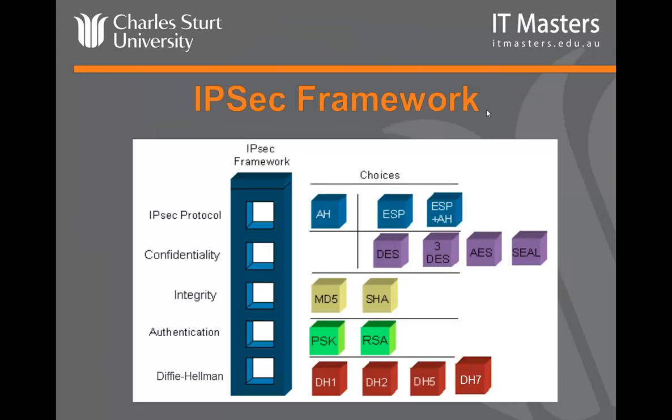So IPSec framework, so this is basically how IPSec looks from a protocol point of view, and it's built on a nice little stack here. So it's a bit like the OSI reference model in a way. So we start with Diffie-Hellman, and we'll have a look at these each a little bit more in depth. We have our authentication, pre-shared key or RSA. Integrity is provided by MD5 or SHA hashing. Confidentiality provided by our various means of encryption. And IPSec AH, ESP or ESP plus AH headers. Okay, and we'll have a look at those again shortly.